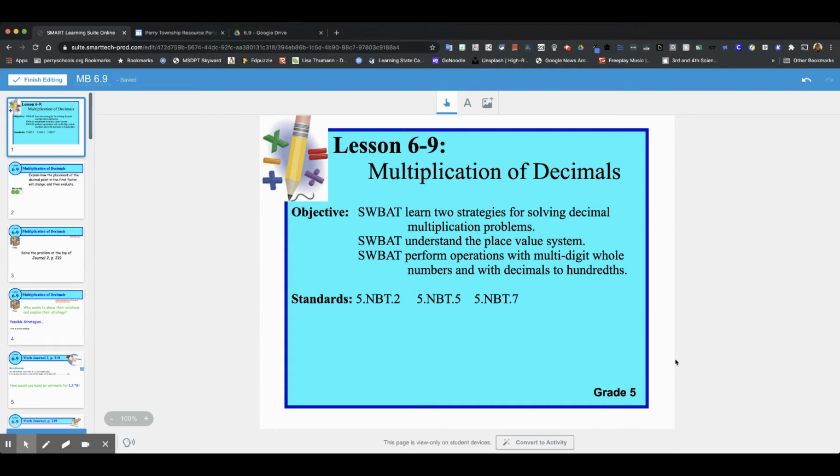Lesson 6.9, multiplication of decimals. Our objective today will be to learn two strategies for solving decimal multiplication problems. We'll be able to understand the placement value system, and we will be able to perform operations with multi-digit whole numbers and with decimals to the hundredths.